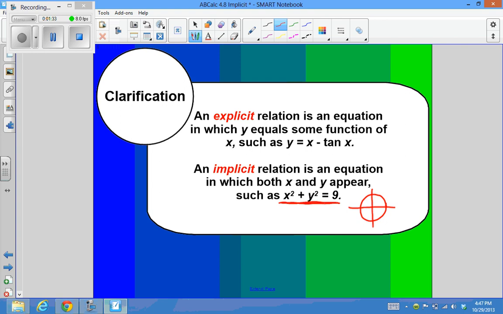That's why we've got here an implicit relation. These may or may not be functions. A circle is not a function. So we're talking about relations here as opposed to the functions that we've been dealing with. This right here would be a function. This other one, not necessarily.